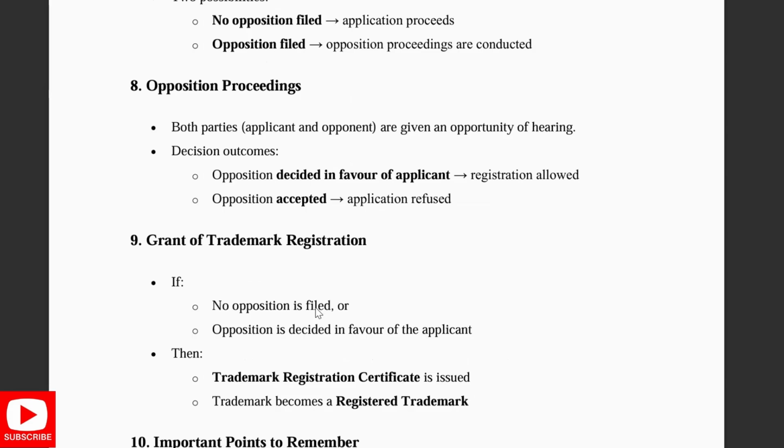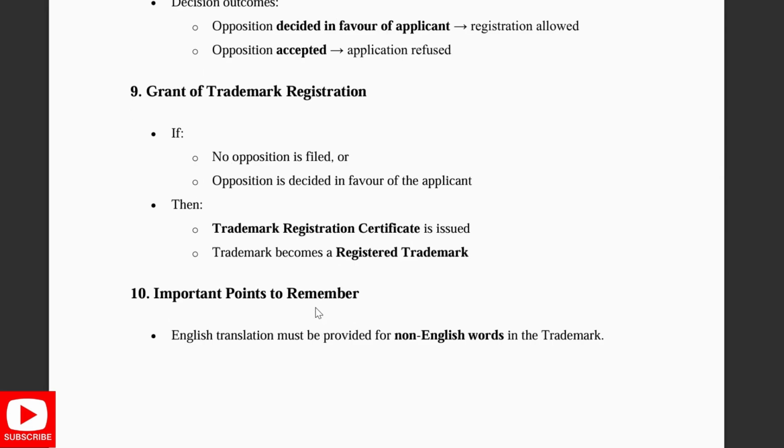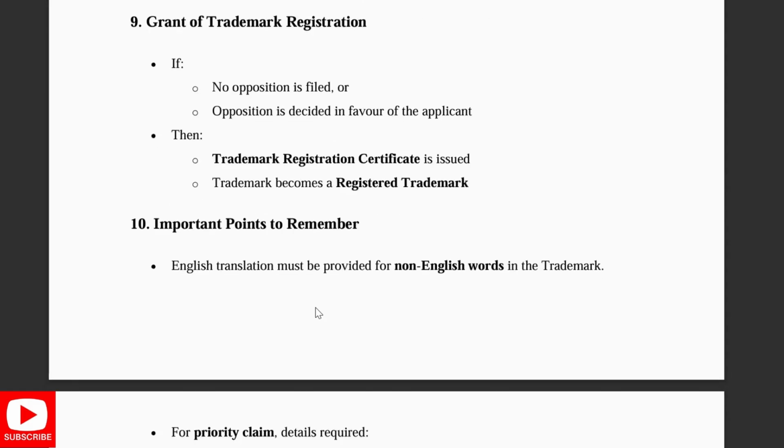So if the opposition is decided in favor of the applicant, then registration is allowed. If it is accepted, then the application is refused. Grant of the trademark registration: if no objection is filed, or the opposition is decided in favor of the applicant, then he will get the trademark registration certificate and it becomes a registered trademark.